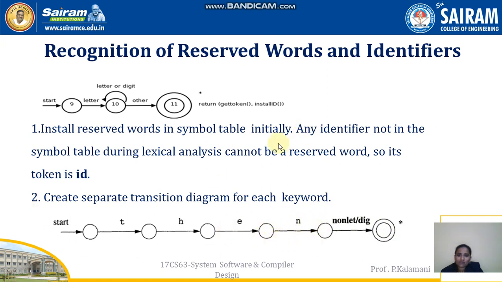Okay, so everyone understood how to draw regular definitions, how to draw transition diagrams for tokens, as well as regular definitions. Thank you.